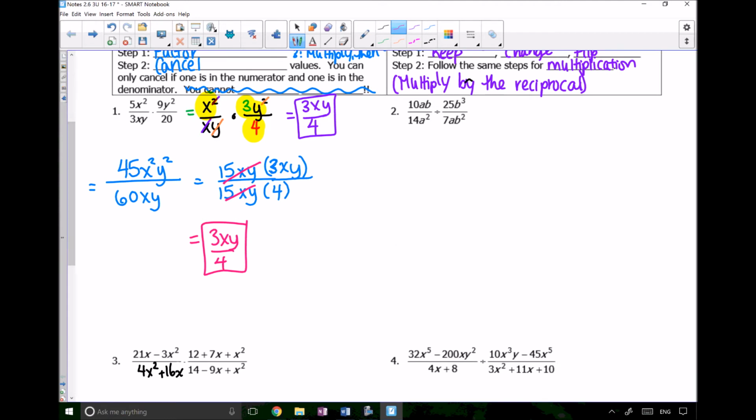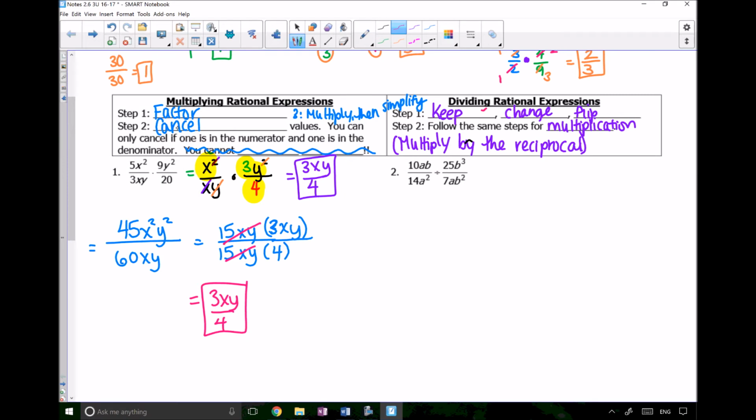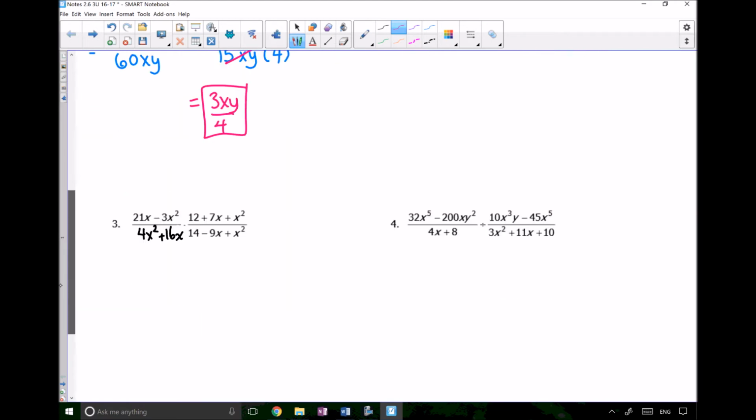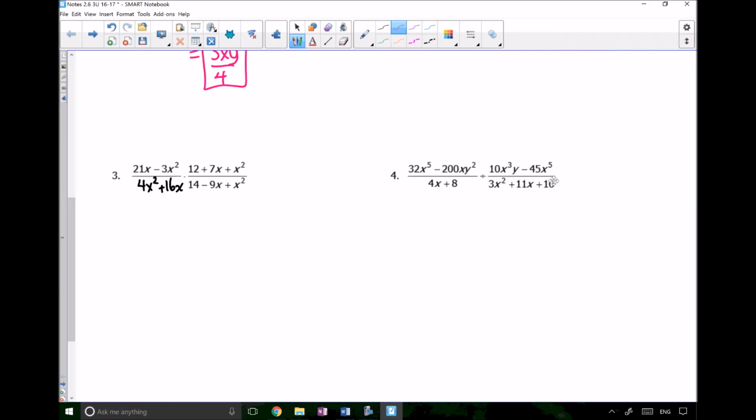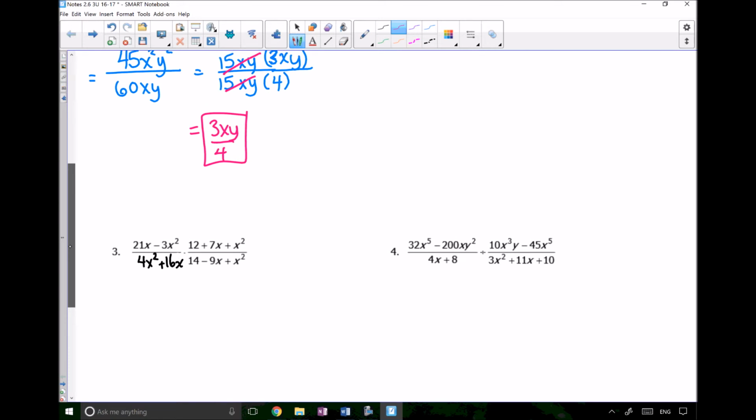Now you've got a lot of different options. You can either simplify first and then multiply across, or you can multiply across and then simplify second. Now notice how we said that you have to factor first. When you have a bunch of monomials, you don't have to factor, but once we get to a point where we have other things that are not monomials, you'll definitely have to see if you can factor.